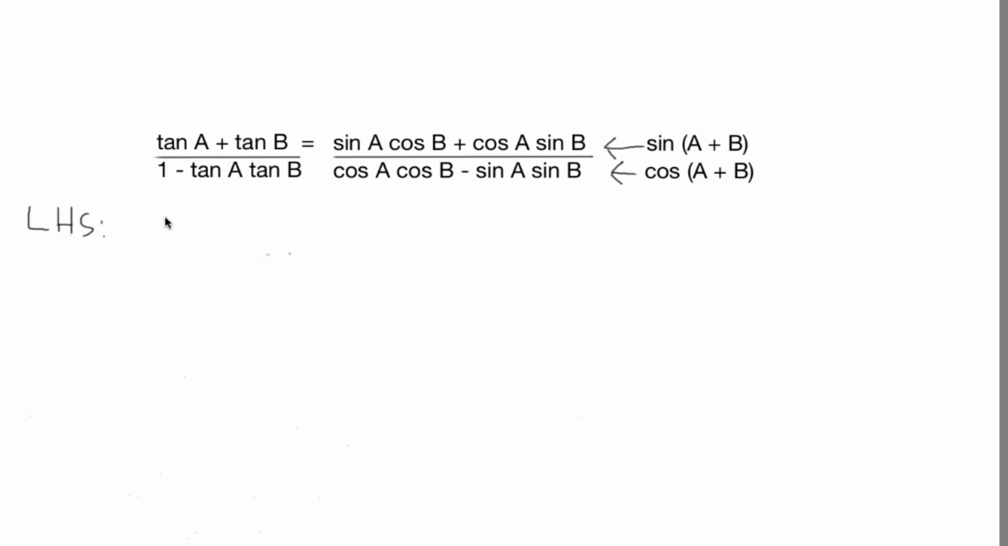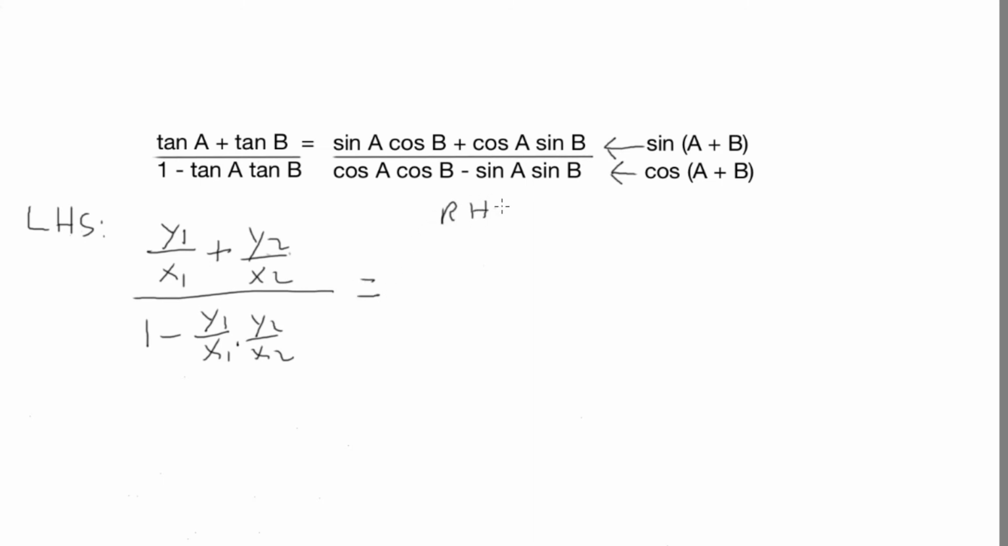So dealing with the left-hand side, we're going to take the numerator, tan A, as y1 over x1, plus tan B, y2 over x2. That entire thing over 1 minus tan A, tan B. So let's put this in first. That's the left-hand side. Now for the right-hand side.